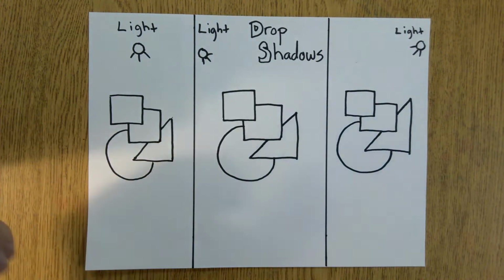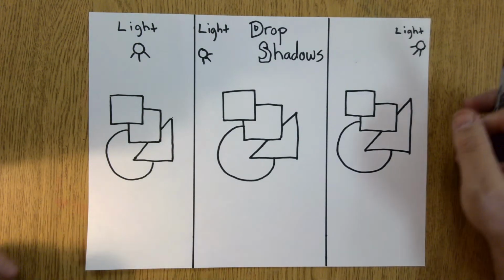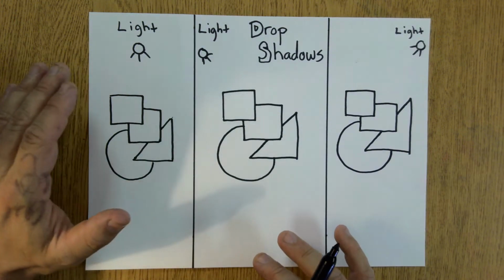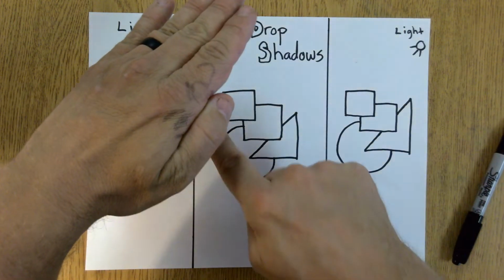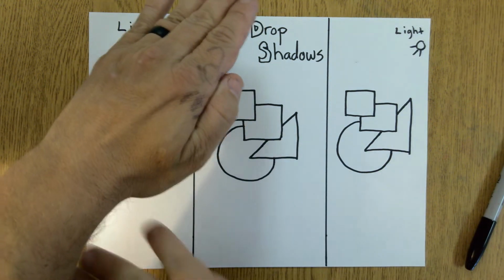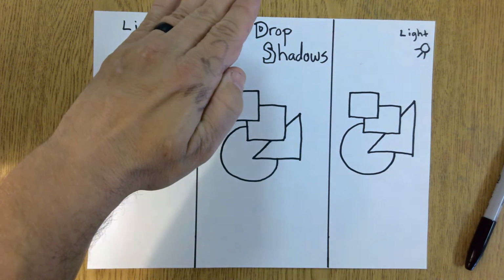One of the things that we have to understand about light is that a shadow is not the opposite of light, it is the absence of light. So what happens is that when an object, and you can kind of see a shadow right here in the video, blocks light from a particular direction, it creates a shadow on the opposite side.